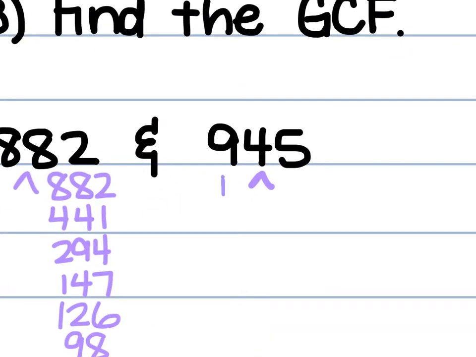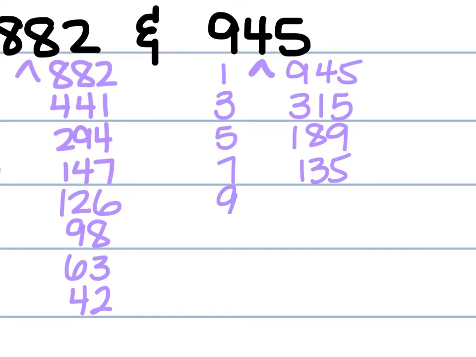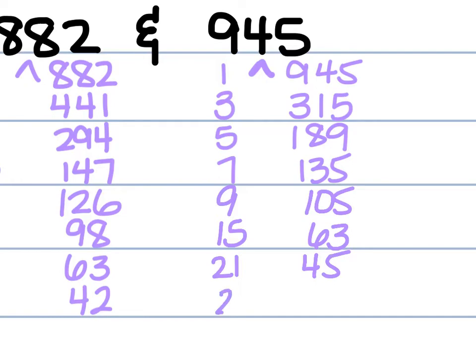So that's going to be 1 and 945, 3 and 315, 5 and 189. We also have 7 times 135. Then we have 9 times 105. We have 15 times 63, 21 times 45, and then 27 times 35.